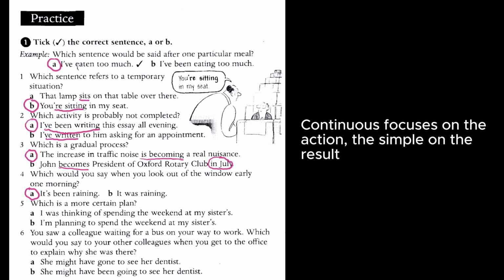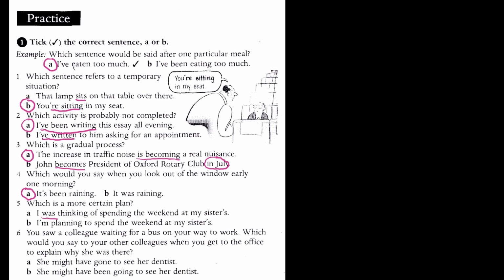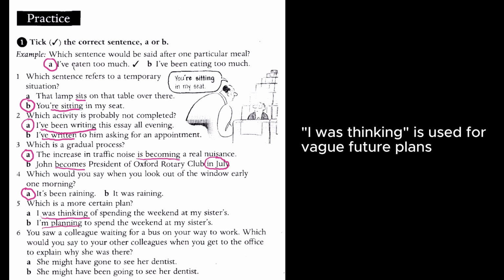Which is a more certain plan? I was thinking of spending the weekend at my sister's. I'm planning to spend the weekend at my sister's. Well, we usually use I was thinking to refer to vague future plans. So the more certain plan is I'm planning.